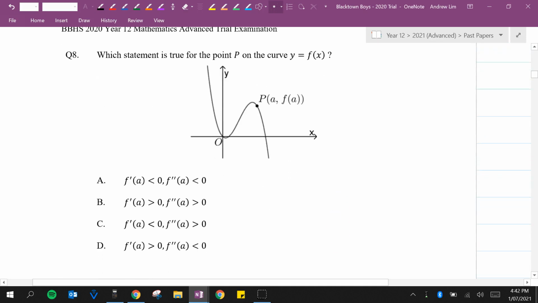Question 8, which statement is true for the point P on the curve y equals f of x? So here we can see f dash of a, the gradient is sloping down, so it has to be less than 0. So that means it's not B or D. And we can also see that at point P it's concave down, so f double dash of a also has to be less than 0. So the answer is A.